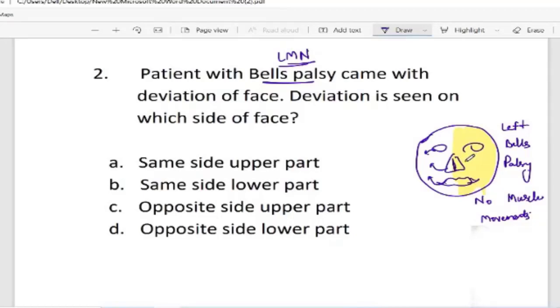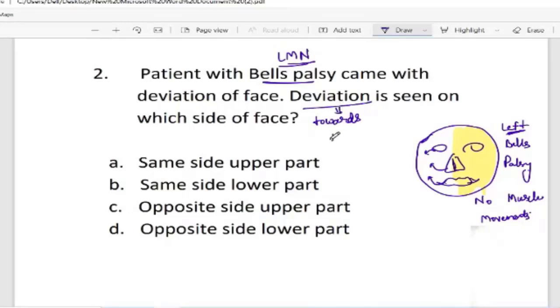So if the patient is having Bell's palsy over, suppose, the left side, the deviation will be towards the right side, because the left side muscles are not working at all. Whatever muscles are working, they will push the face towards that side. So the deviation will be to which side? Towards the normal side.